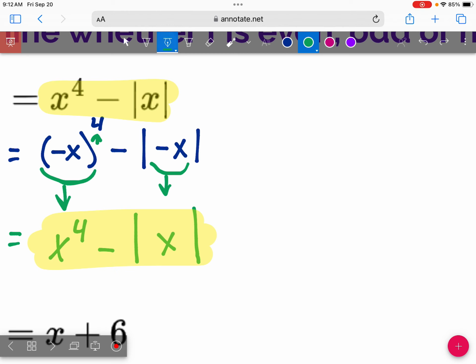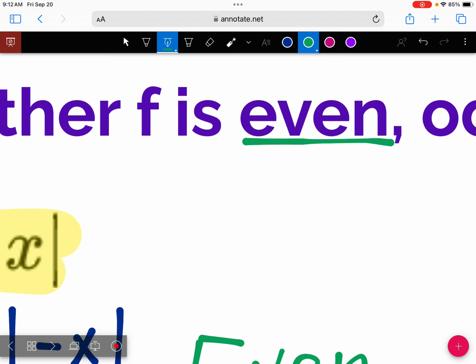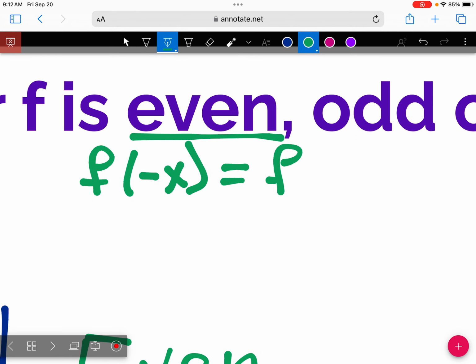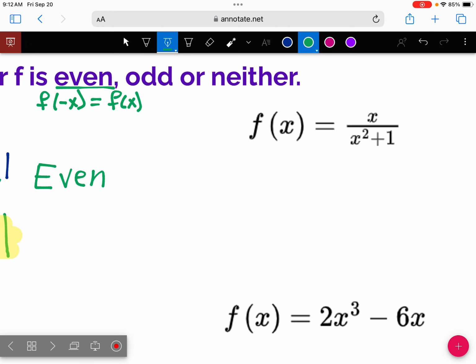Ooh, wrong pen. So even means that f of minus x is exactly the same as f of x. They match. Exactly. That tells me that this would have a y-axis symmetry. That's what that means.